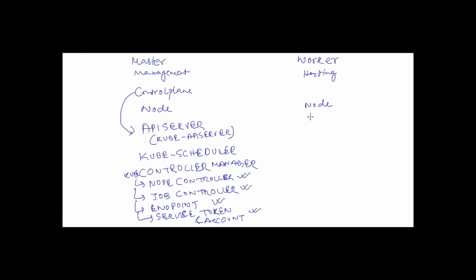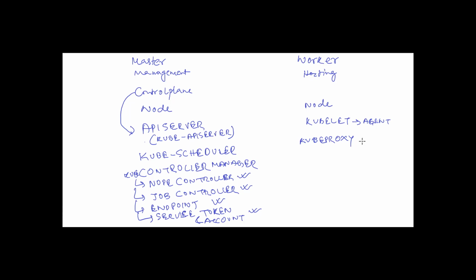And then we have the node components, which run on the master as well as on the worker node. First we have kubelet, and then kube-proxy. The kubelet is an agent running on each node, and it ensures that the pods that are launched are healthy and running according to the pod specification that has been provided.